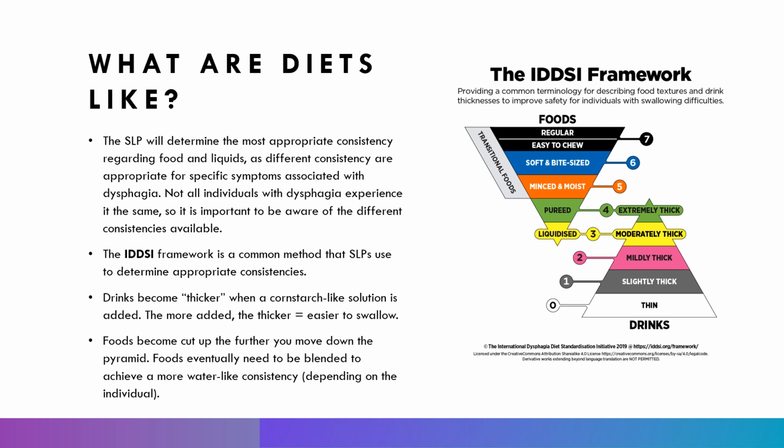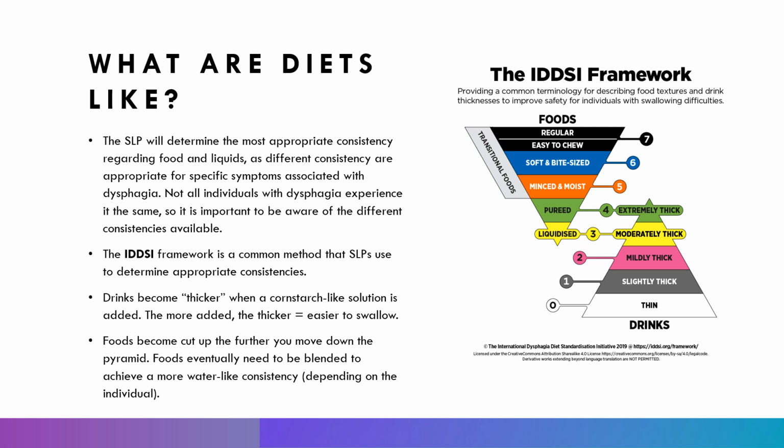Drinks tend to become thicker when a cornstarch-like solution is added, which we call thickener. The more that is added, the thicker the consistency becomes, which therefore makes it easier to swallow. It sounds a little bit counterintuitive, but thin liquids have a much easier time entering the airway because they're thinner. They move a lot faster.